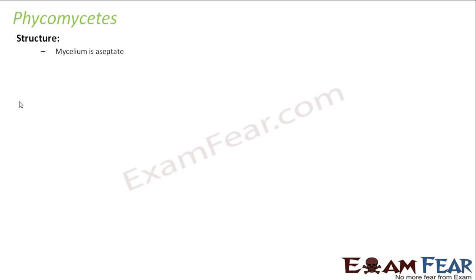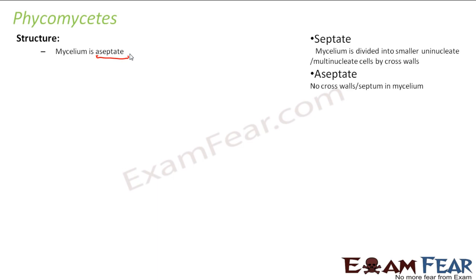What is aseptate? I spoke about septum some time back, right? What was septum? It was the cross wall present inside the hyphae. Aseptate means no septum. So let us quickly see what we mean by a septate mycelium and aseptate mycelium. Septate means the mycelium is divided into smaller uninucleate or multinucleate cells by cross walls. Whenever cross walls divide the entire mycelium into smaller divisions, each of those divisions will have one or more nuclei. That is known as septate.